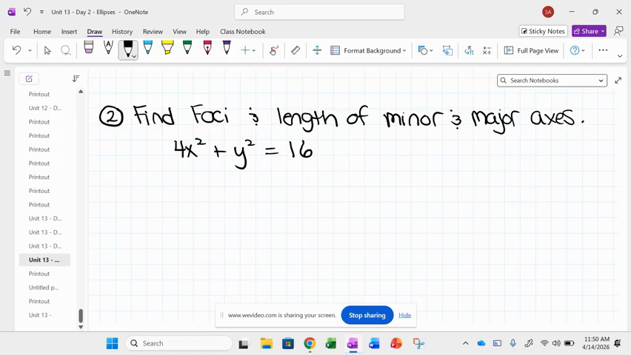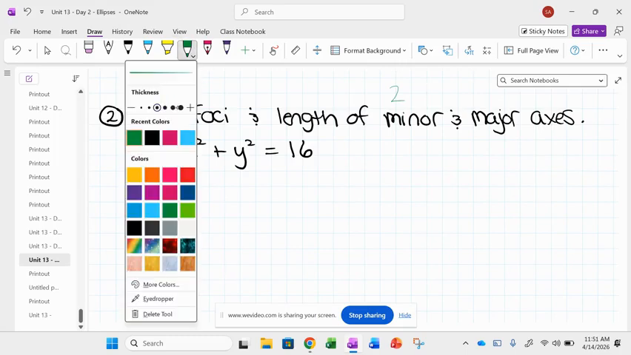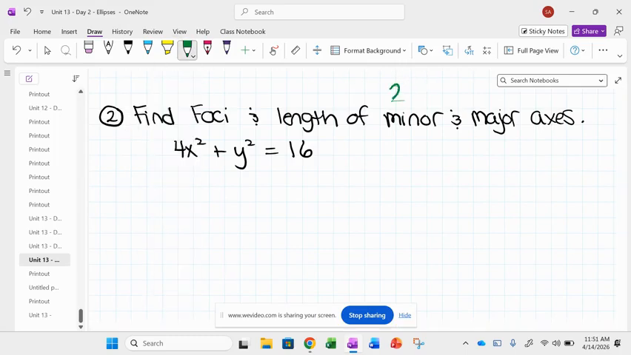And then it's saying find the length of the minor and major axes. That's fine for us. How do we find the length of the minor axis? What is that represented by? Yep, 2b. What about the major? 2a. So we know the minor's 2b, we know the major's 2a.